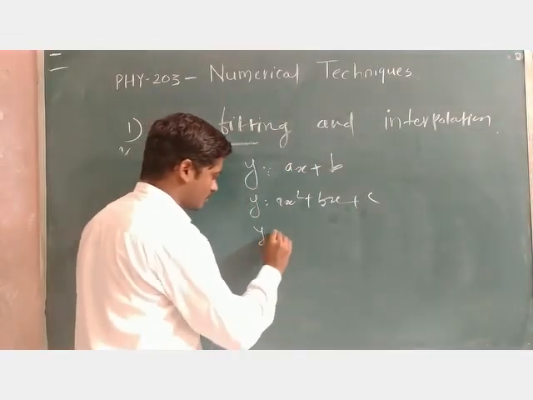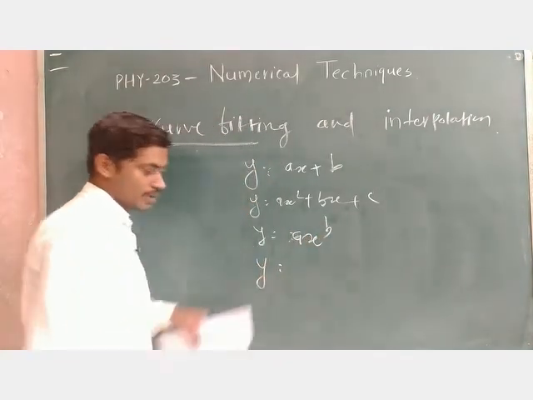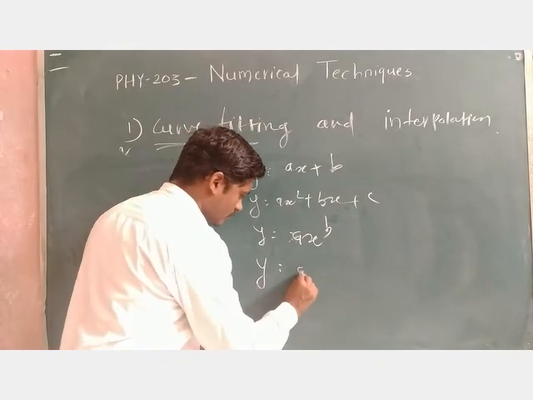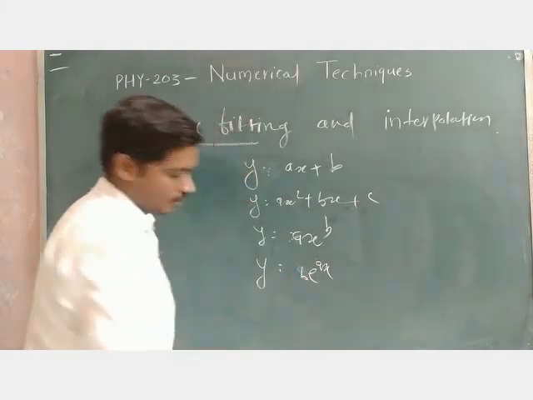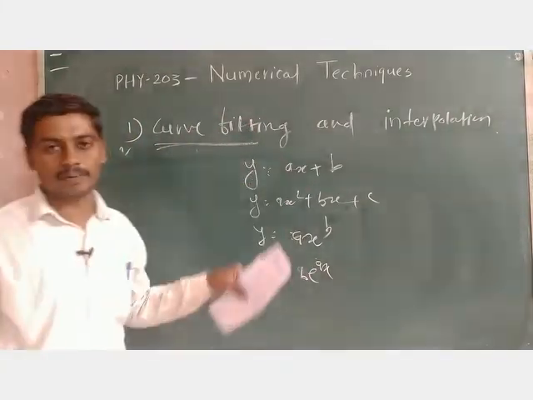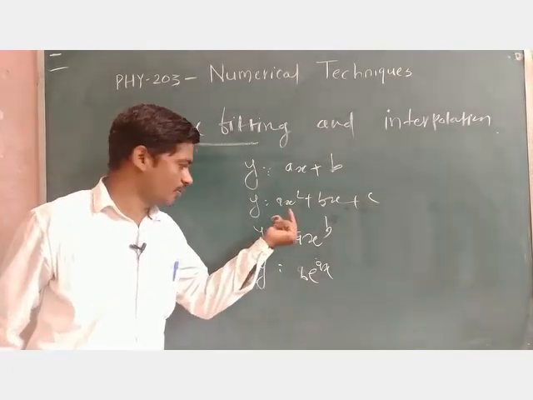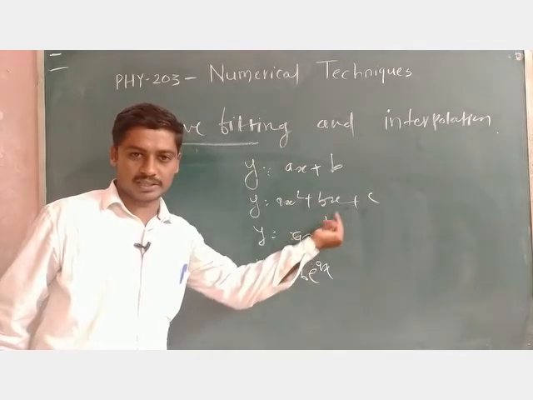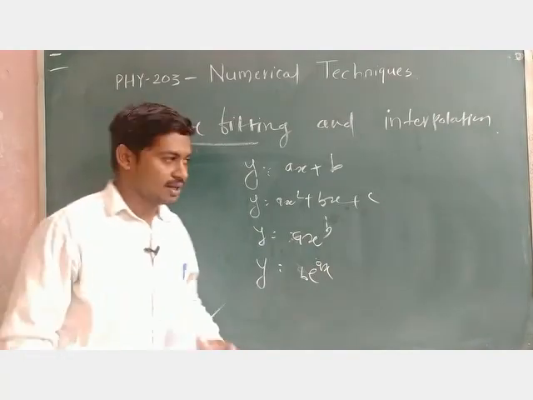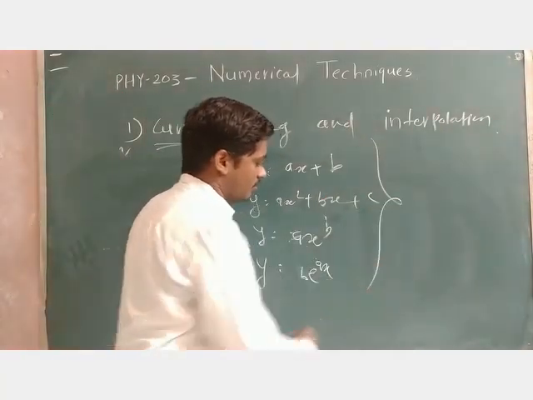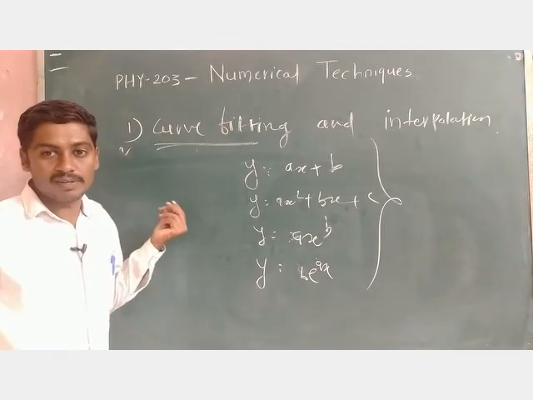Then the third one is y is equal to a into x to the power b, and the fourth one is y is equal to e raised to power ax, or b into e raised to power ax, something exponential. Right. So we are going to fit the curve for a straight line, parabola, then y is equal to a into x to the power b form, then the next one, y is equal to b into e raised to power x. So we are going to fit the curve for all these equations. This is nothing but curve fitting by using the principle of least square method.